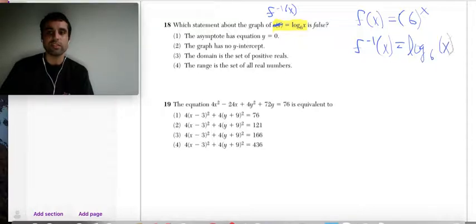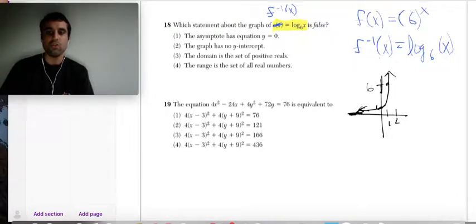That's equivalent to saying x equals 6 to the y, or 6 to the f negative 1, right? That's this function right here. So they're inverses. So if you know the exponential graph, it has a y-intercept. 6 to the 0 is 1, right? Then it would go through (1, 6), right? And then it would increase very rapidly. That's what exponential functions do, because 6 to the second is 36. So it increases very rapidly.